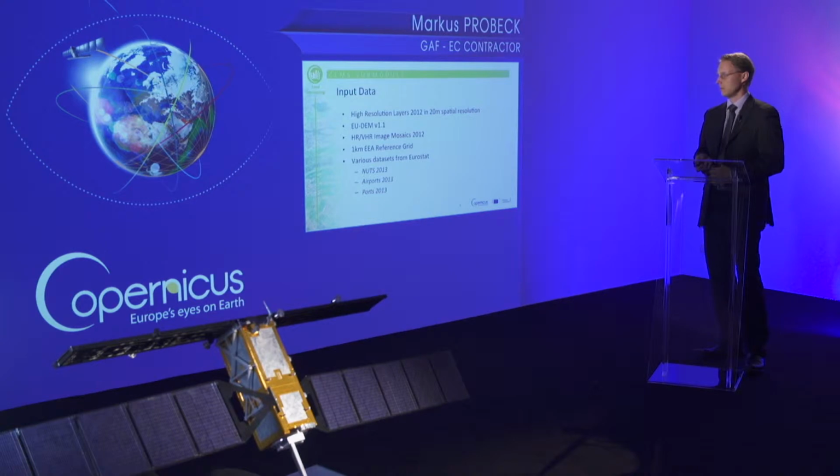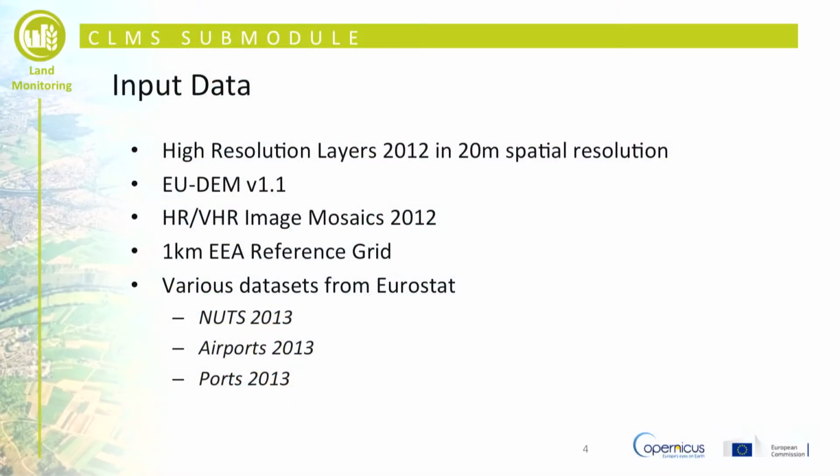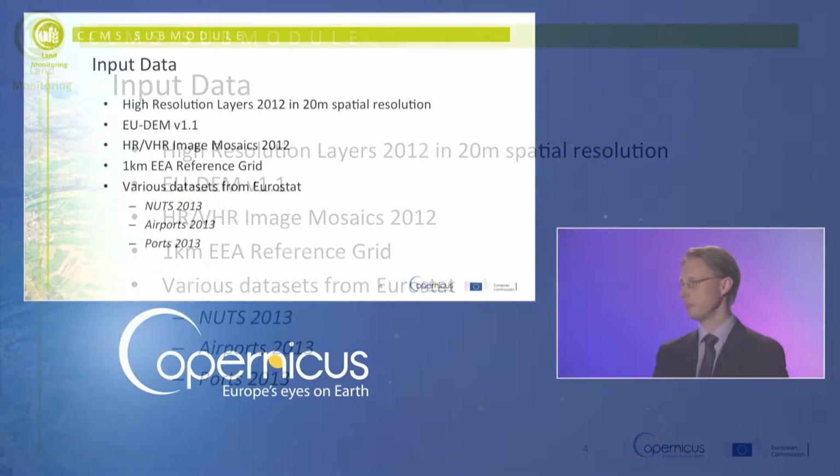As data, we use the high-resolution layers from the reference year 2012. We used the European digital elevation model in its latest version. Also the image mosaics, which are available in a pan-European fashion in both high resolution and very high resolution in a mosaic format. So that's both in true color composites and also false color composites, and I'll show that later.